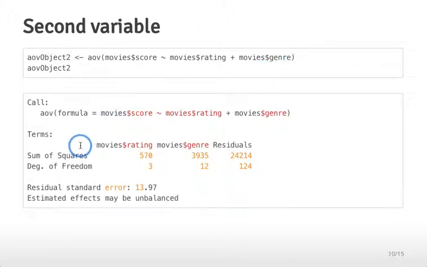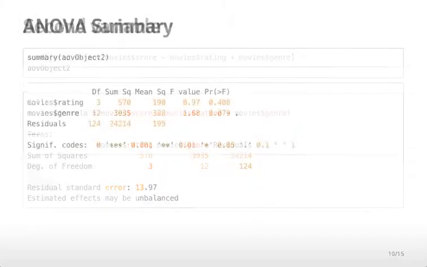And if you look at this analysis of variance, now you see that there are 3 degrees of freedom that are used up by the movies rating because we estimate those 3 different levels. And then for the genre, you actually have 12 different degrees of freedom that you're using because there are a larger number of genres than there are ratings. You get more degrees of freedom that you're using up. And then at the end, you are left with 124 degrees of freedom for the residuals that you're going to be using for performing your inference.